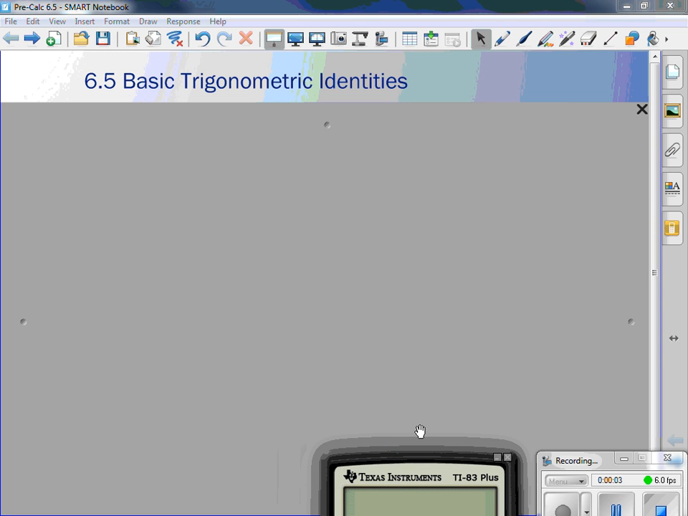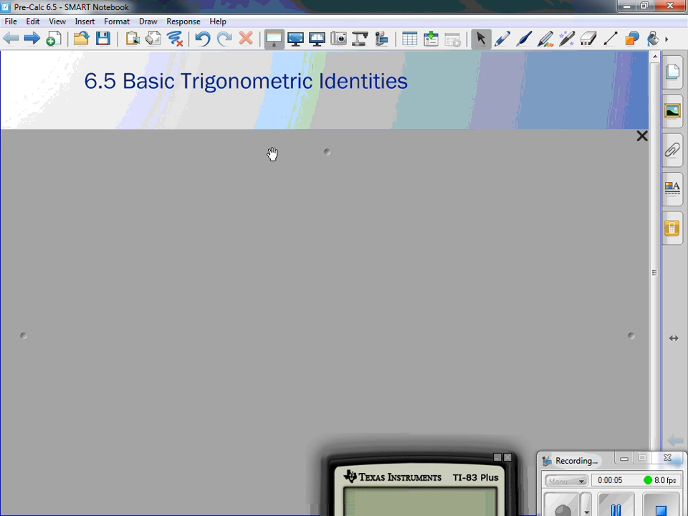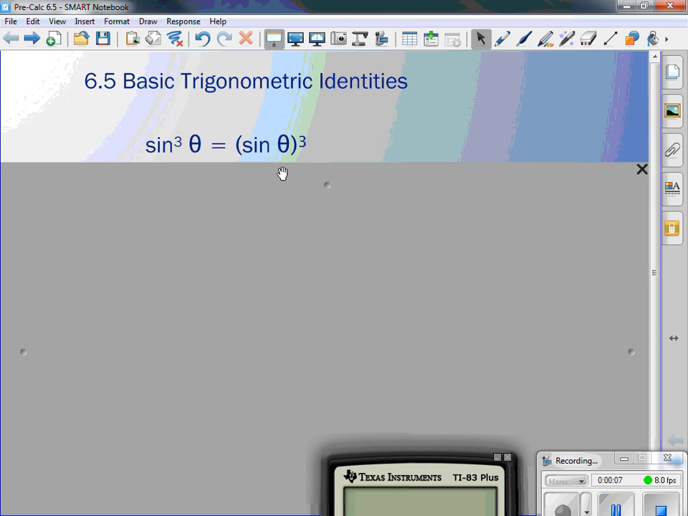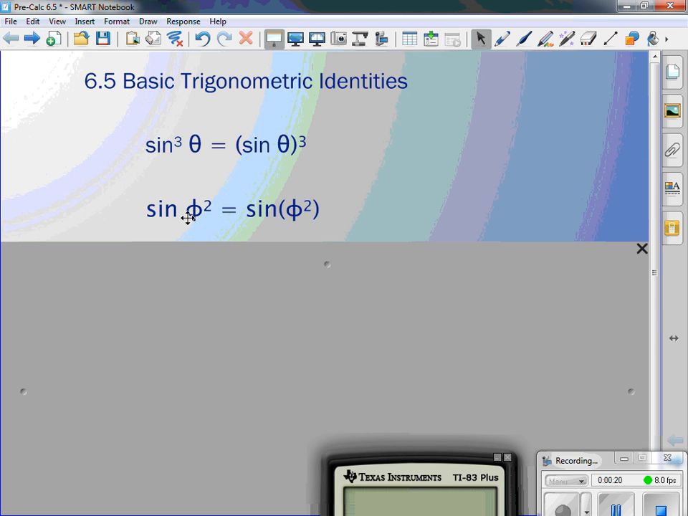6.5, basic trigonometric identities. First one, we sort of already know this. If I have sine cubed of theta, that equals sine of theta, cubed. If I have sine of phi squared, that just means sine of phi, squared. Notice the difference between the two.